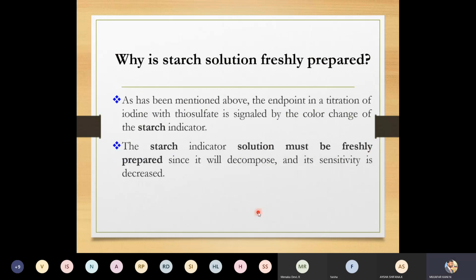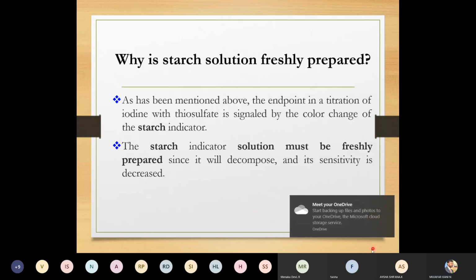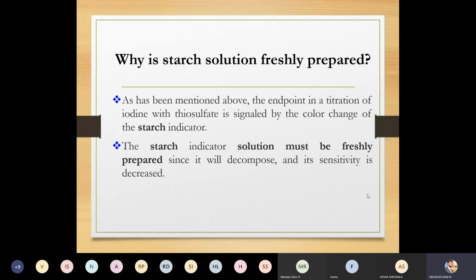Why is starch solution freshly prepared? You know that in our experimental procedure, we add only freshly prepared starch. The starch indicator solution must be freshly prepared since it will decompose and its sensitivity decreases. That's why we should use freshly prepared starch solution only.